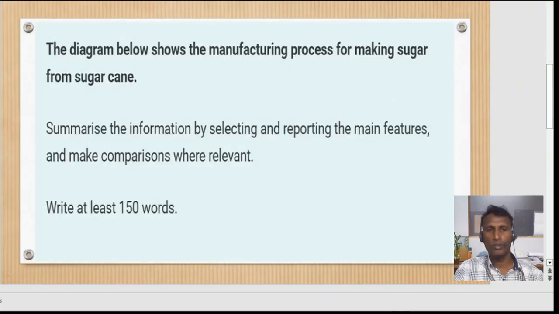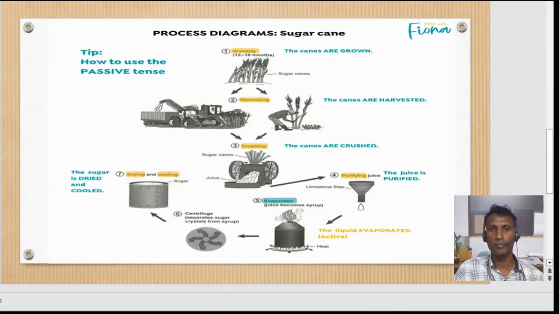Let's move on to the example, the diagram below that shows a manufacturing process of making sugar from sugarcane, and you are expected to summarize the information by selecting and reporting the main features and make comparisons wherever relevant, and this should be written in about 150 words. Let's look into the diagram.